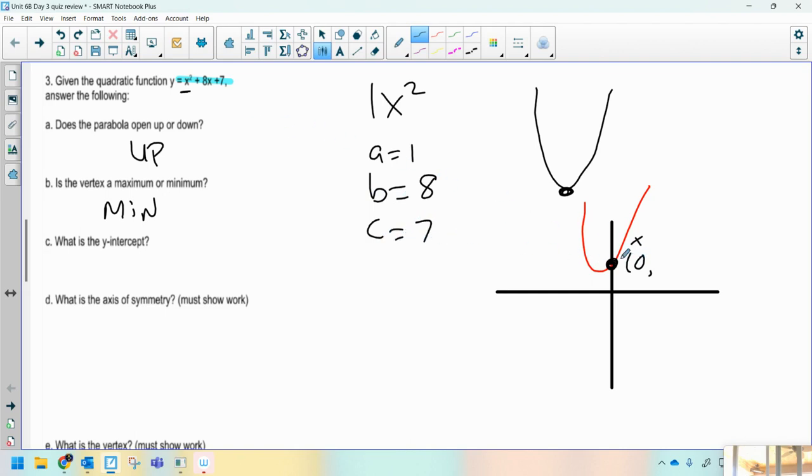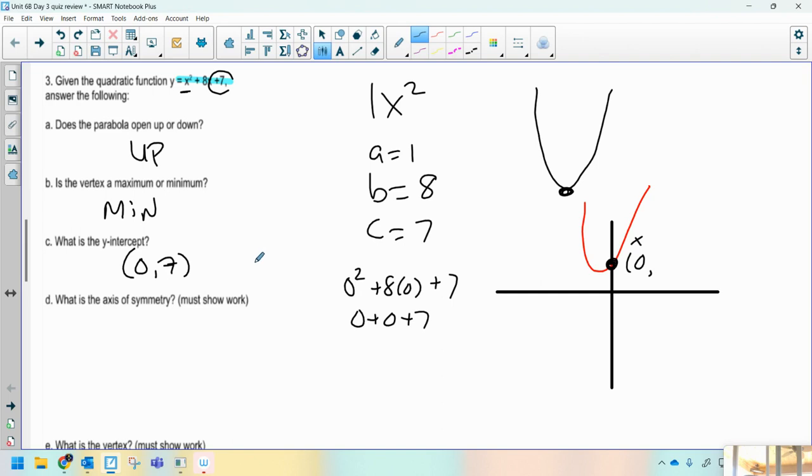So if my x was 0 at this point and I plugged it into this equation, it would be 0 squared plus 8 times 0 plus 7. That would be 0 plus 0 plus 7. The answer for the y-intercept is always going to be whatever the c value is, and that is 0, comma 7.